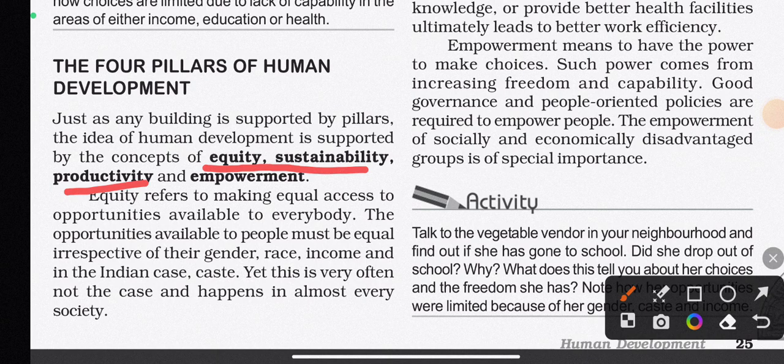Equity refers to making equal access to opportunities available to everybody. The opportunities available to people must be equal irrespective of their gender, race, income, and in the Indian case, caste. Yet this is very often not the case and happens in almost every society.